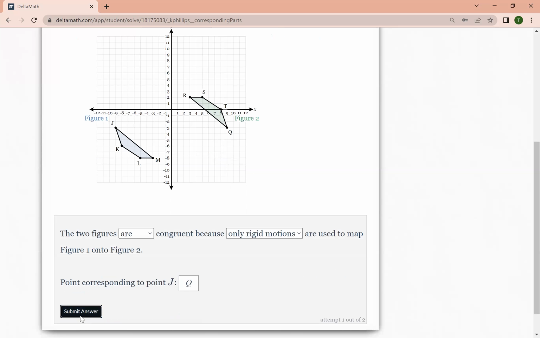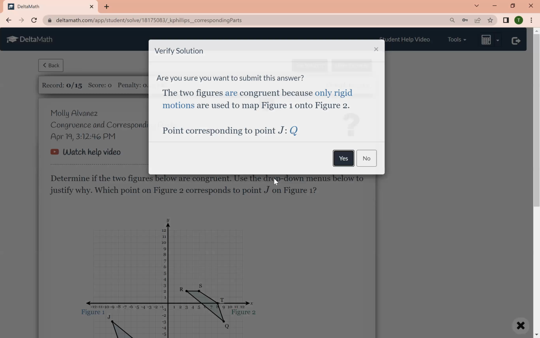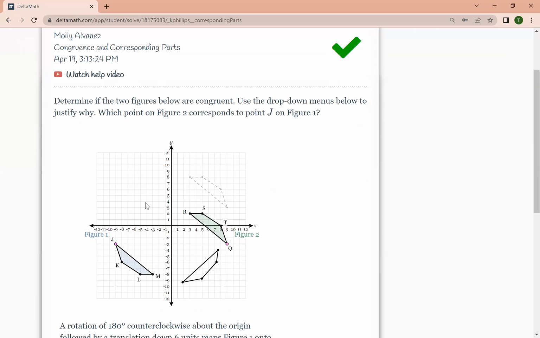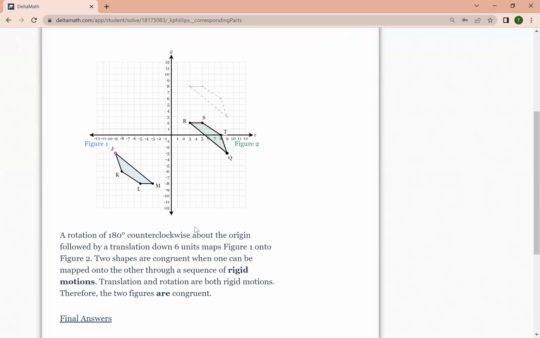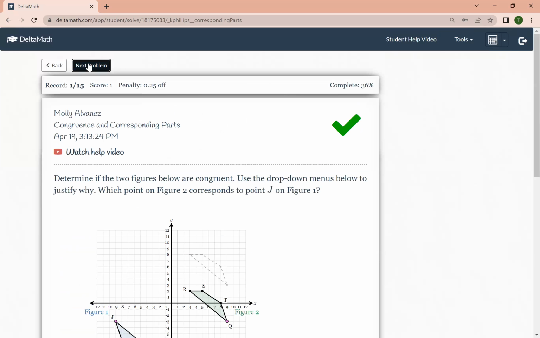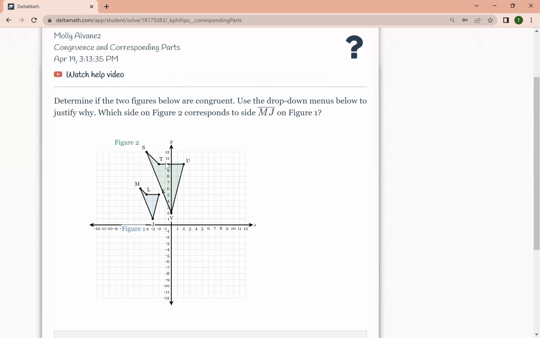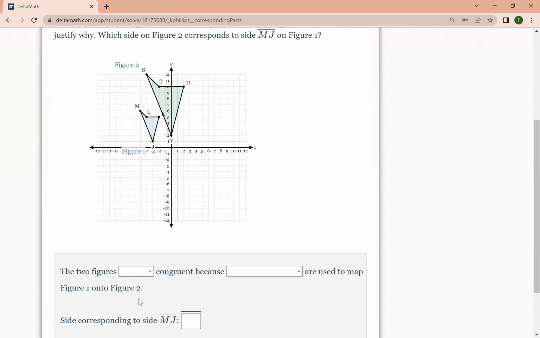I know we get 2 attempts. Hopefully don't need it. There you go. All right. And you can see they rotate it and then they slide it down. Kind of a cool animation there for that. All right. So these are not the same size. So these are not congruent. That's pretty straightforward. If they're not the same size, they're not congruent.